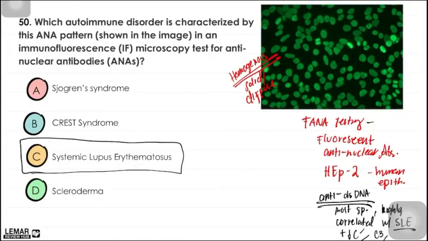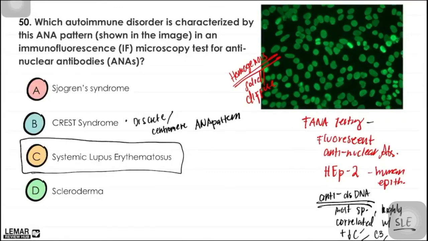CREST syndrome is highly associated with the discrete or centromere ANA pattern. Scleroderma can also be described by a nucleolar pattern in ANA staining.